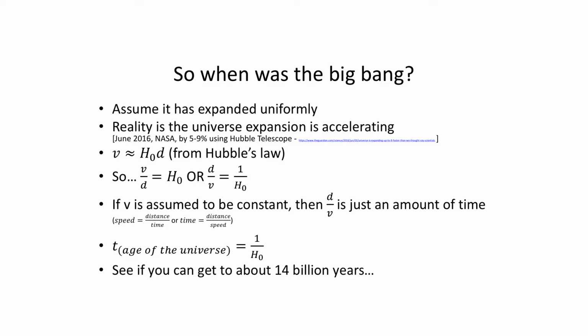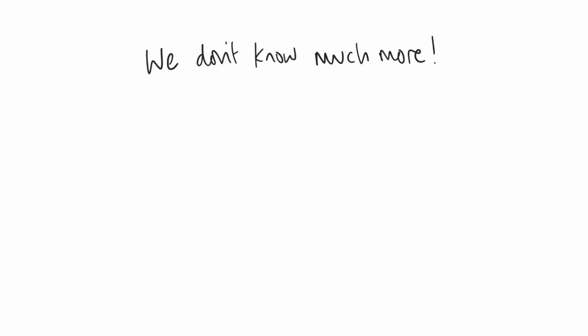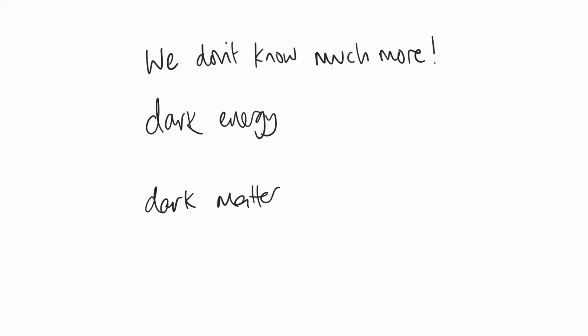It certainly gives a very good approximation, and the error mainly is because the universe is accelerating rather than expanding at a uniform rate. So moving on from this, we don't actually know an awful lot more in reality, and supposedly we only understand about 5% of our universe, and we know so little that we've had to make up new terms called dark energy and dark matter.